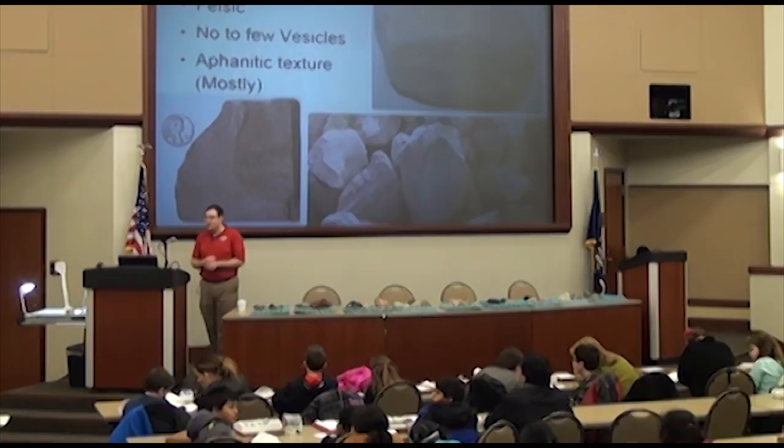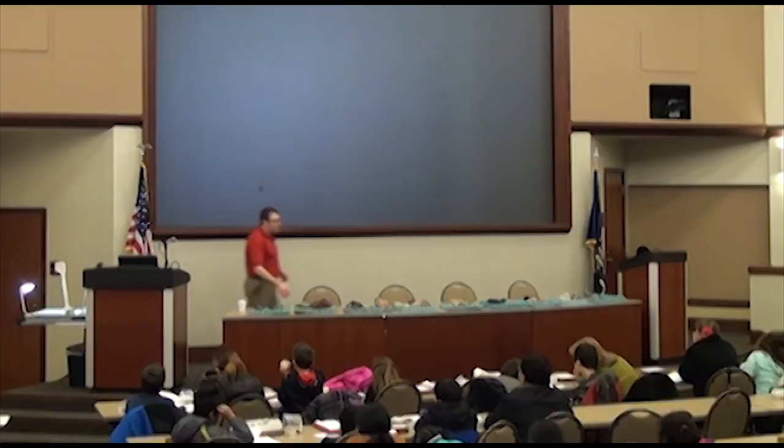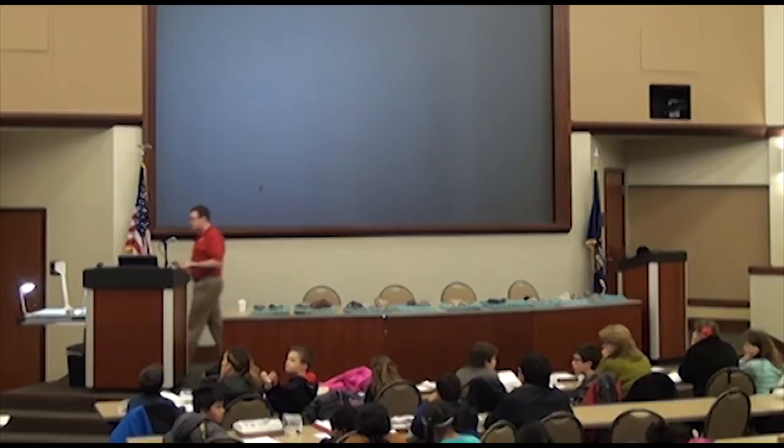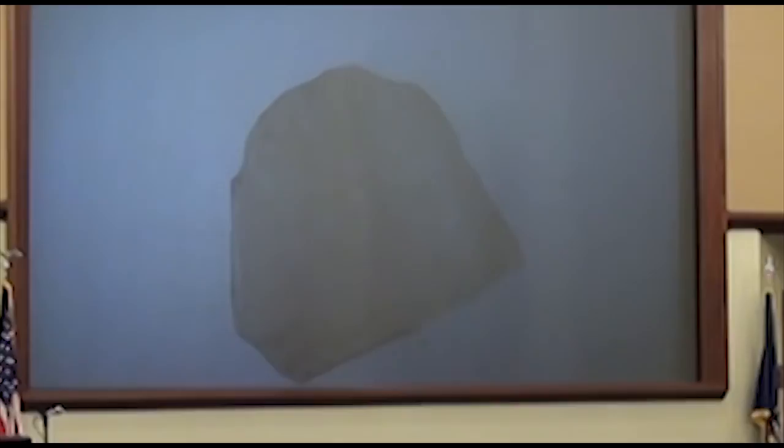Let me show you a few pieces I brought. So this is what I think of as textbook rhyolite. It's a smooth, light pinkish or peachish color. If you look really close, maybe with a magnifying glass, you can see a few crystals here or there, but not too many. And there's a few tiny bubbles, but they're very small and there's not too many of them.